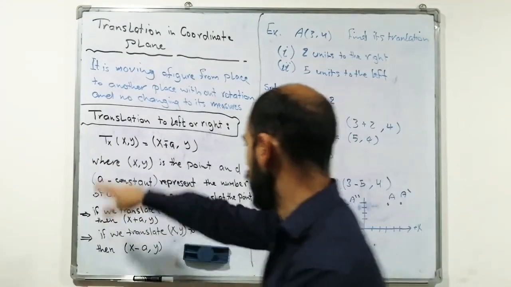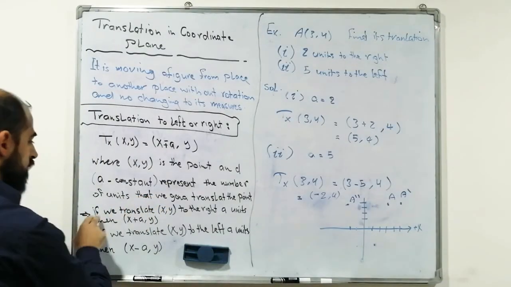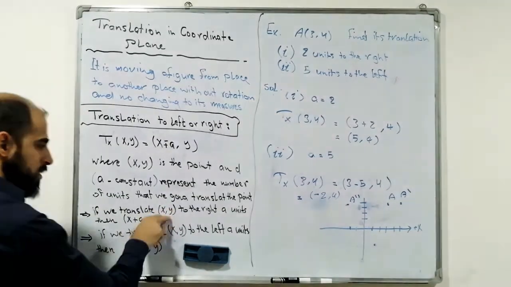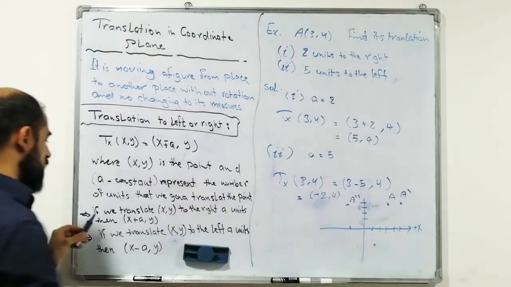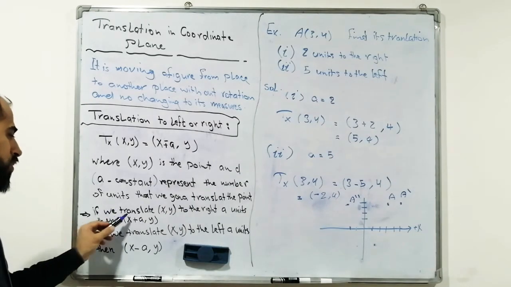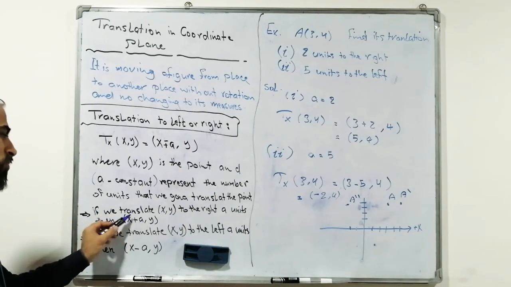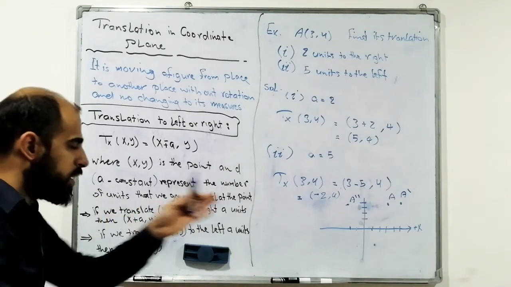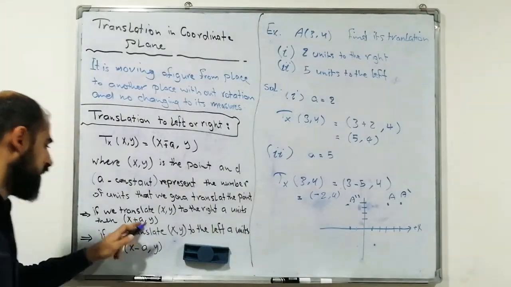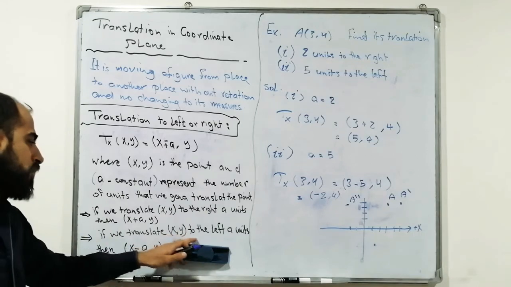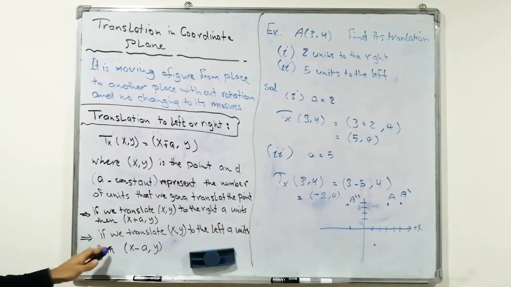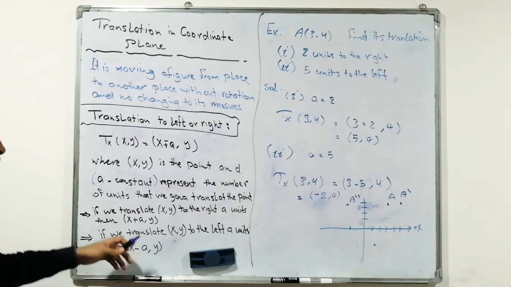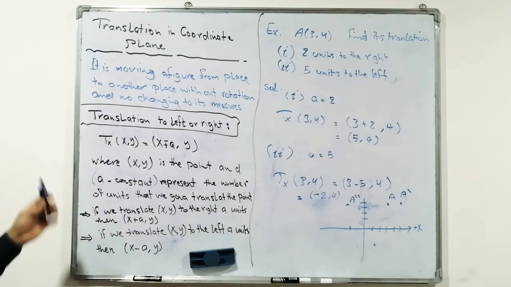As a summary, if we translate xy, which is the point, to the right by a units, which is the number of units, then the point that is translated will be x plus a. Since it is to the right, the positive direction, we add a. If we translate the point xy to the left by a units, then the point after translation will be x minus a. Why did we subtract? We subtract from x because it is to the left.